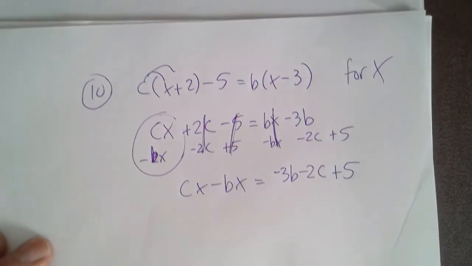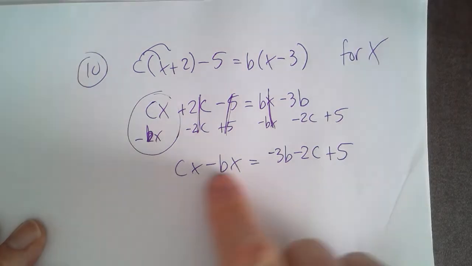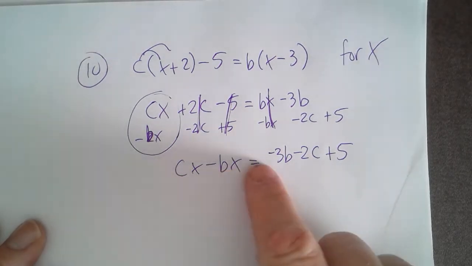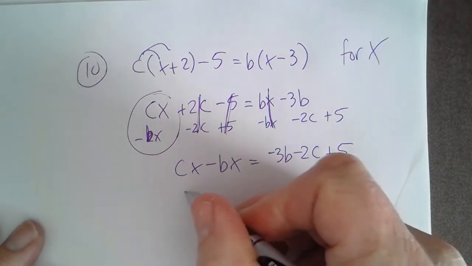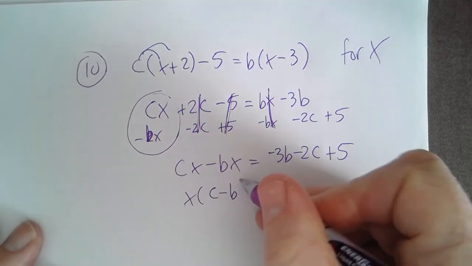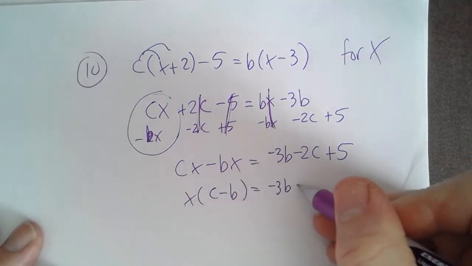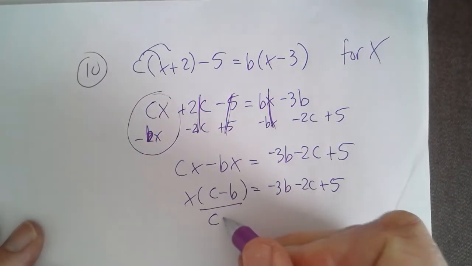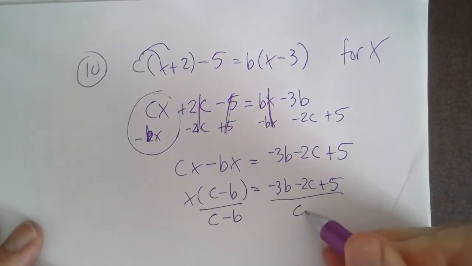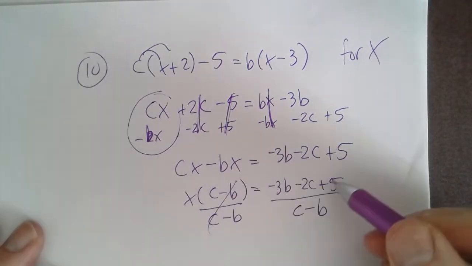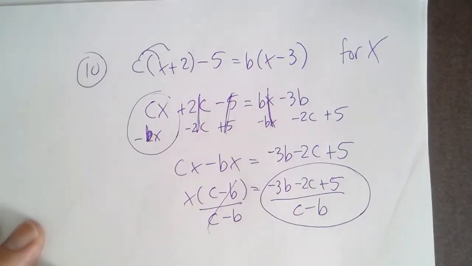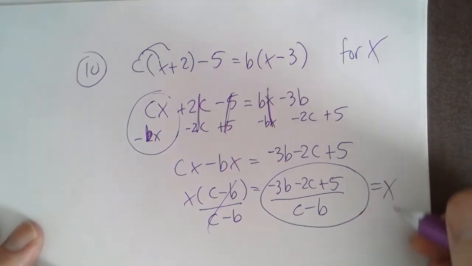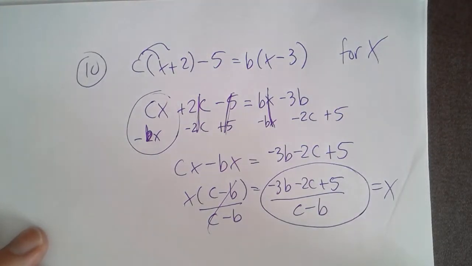Now, if we're going to get x by itself, we have to factor the x out. So it's x times c minus b is equal to minus 3b minus 2c plus 5. So we're going to divide over the c minus b. So that cancels out, and there's the answer. That's what x is equal to. Okay, let's try one more that looks kind of like this, and then we'll call this video a day.